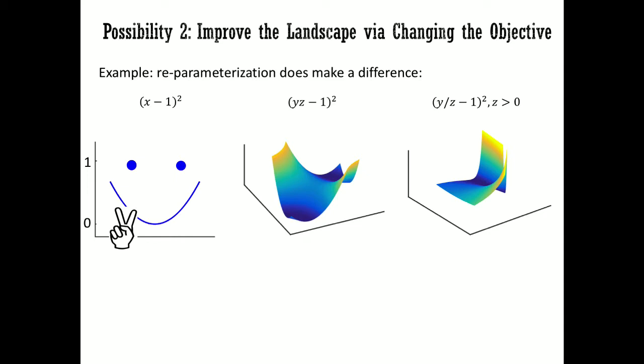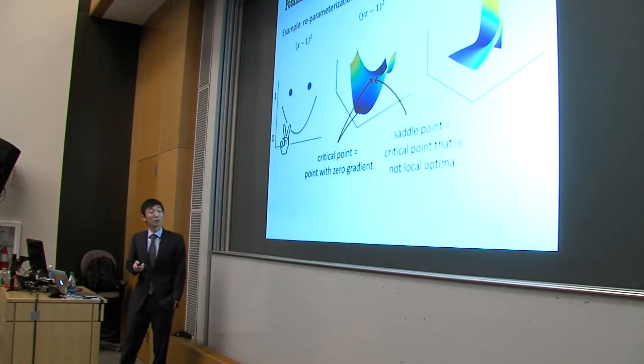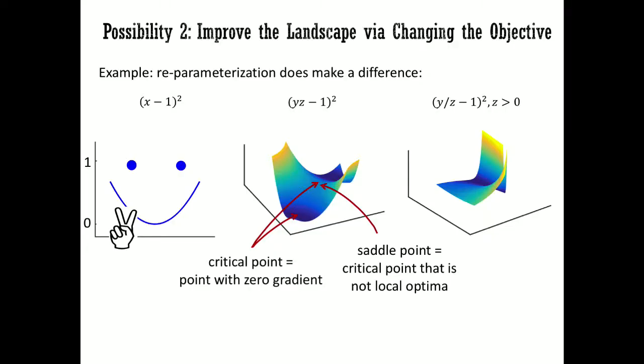It becomes non-convex. And given this picture in hand, I think it makes sense to remind us of some of the terms in calculus that we're going to use in this talk. A critical point is a point with zero gradient. And these two are both critical points. One of them is a local minimum, and the other is a saddle point. A saddle point is a critical point that is not a local optimum.